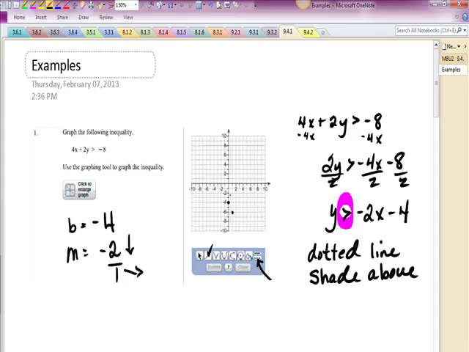All right, so mine is a dotted line. Please forgive the fact that this will not be perfectly straight because it's difficult to use a straight edge with this technology. But there is my dotted boundary line. Dotted because equal was not part of it. Shade above because it says the solution are all the y's that are bigger than this. So I will pick one of my shading colors, and above this is everything up here.